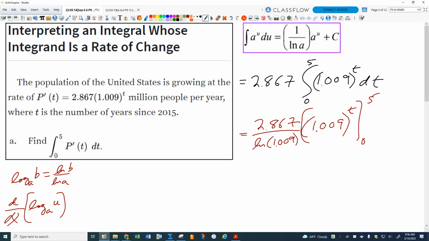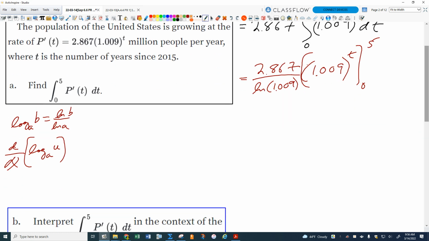So there's our answer. If we plug this in, I get this weird constant out front: 2.867 divided by natural log of 1.009, times 1.009 to the 5th, minus, what's that base to the 0 power? Is anything to the 0? 1, yeah.